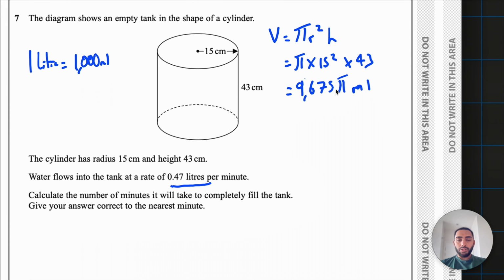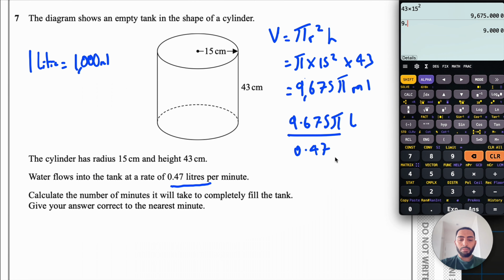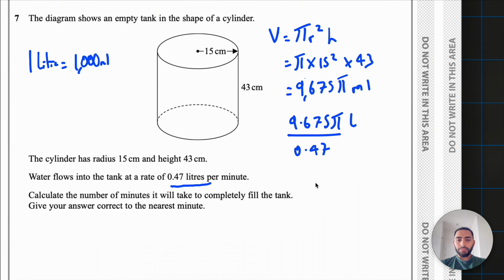So my decimal point is here right now. It needs to move back 3 places, so it's going to appear between this 9 and this 6. So it's going to be 9.675 pi, and that's now in litres. Because it's filling up by 0.47 litres per minute, I need to divide this by 0.47. I'll get my final answer. So 9.675 pi divided by 0.47, which gives me 64.67.